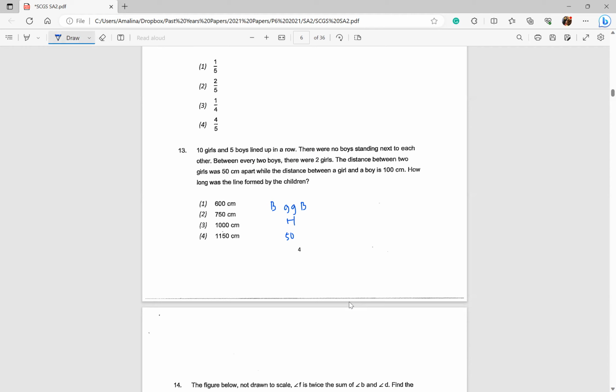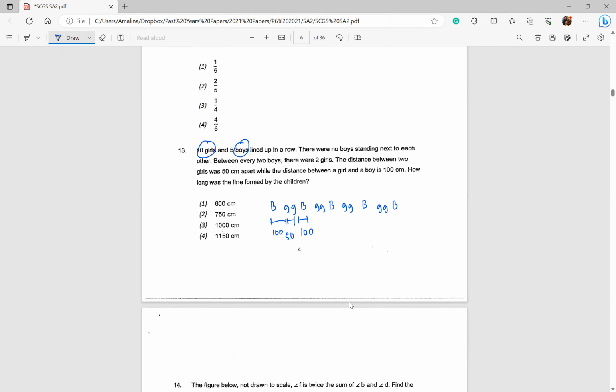So between a girl and a boy is 100. So this is 100, and this is another 100. Okay, now, how long was the line formed by the children? I have 10 girls and I have 5 boys. So let's draw out the girls and boys. So girl, girl, boy, girl, girl, boy, girl, girl, boy.